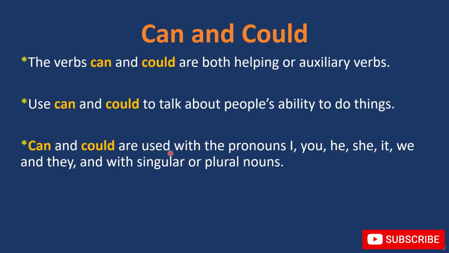Can and could are used with the pronouns I, you, he, she, it, we, and they, and with singular or plural nouns. It means that we can use can and could with all pronouns, singular and plural. Surely can is used at present and could is the past tense of can. So can present and could past.